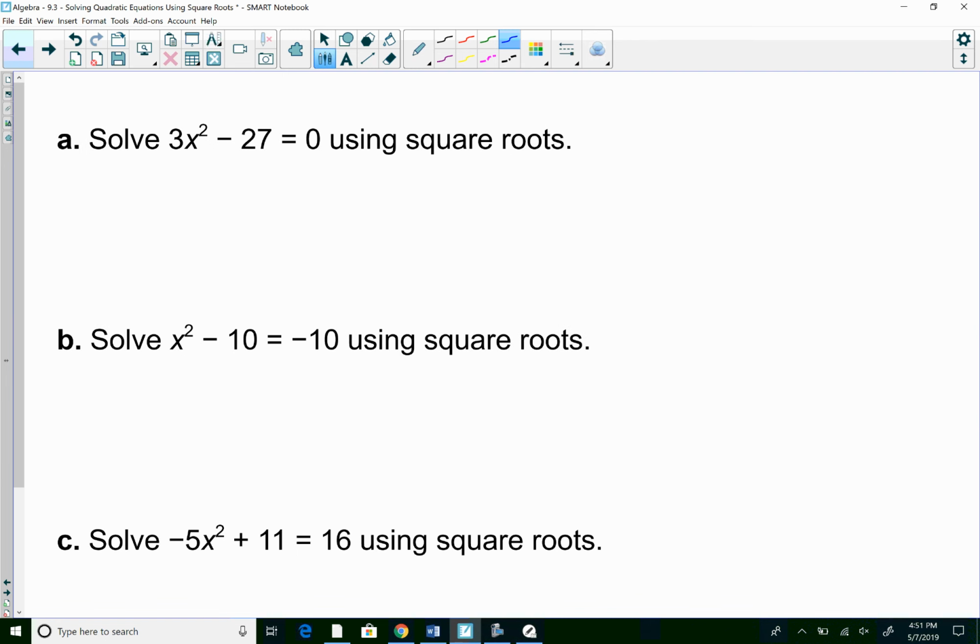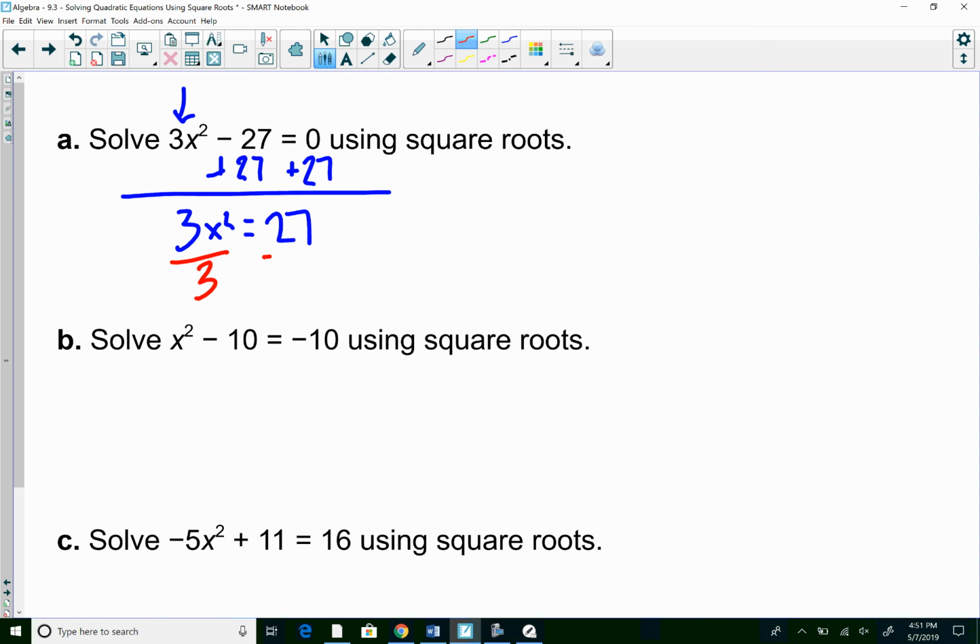First off, our goal right now is just to solve for x, get x all by itself. The first step would be to add 27 to both sides. Then we've got 3x squared equals 27. From there, you're again just trying to get x all by itself, so you divide both sides by 3. That gives us x squared equals 9.